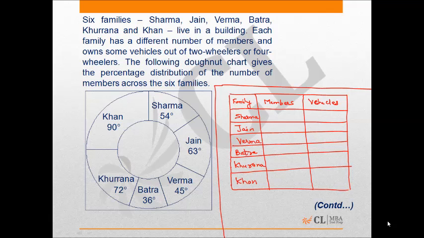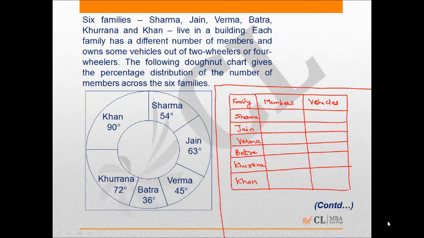Now let's solve one of the DI sets which has 4 questions. If you look at this DI set, there are 6 families, and what I've done is I've drawn a table where the families are 6. So we have to fill this table where the members would be figured out from the given data and also the number of vehicles.